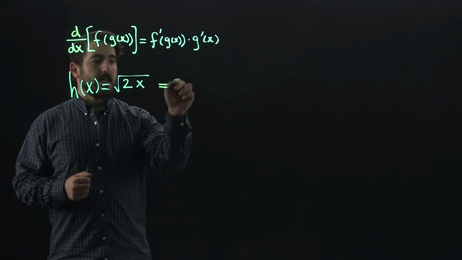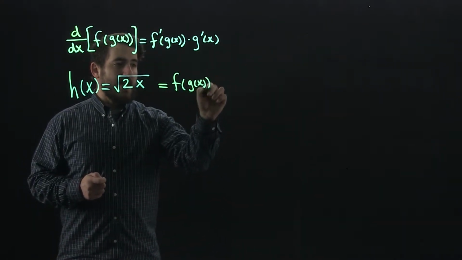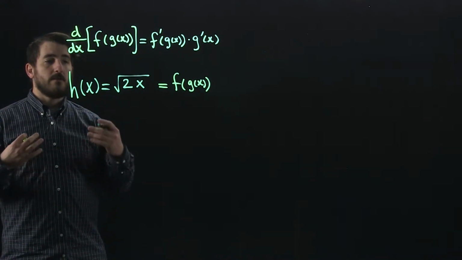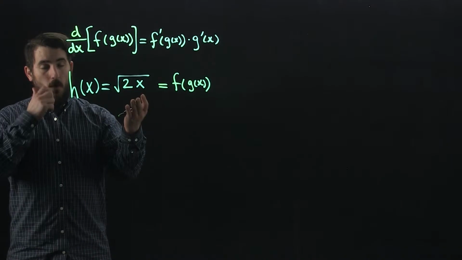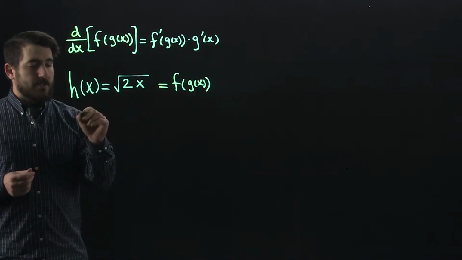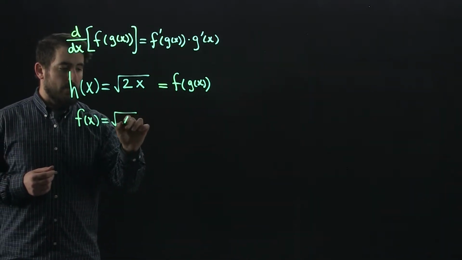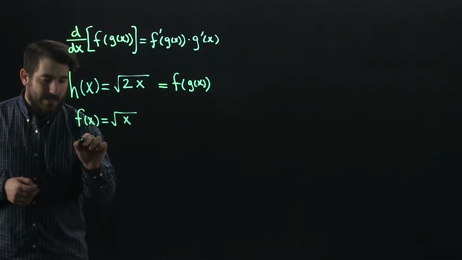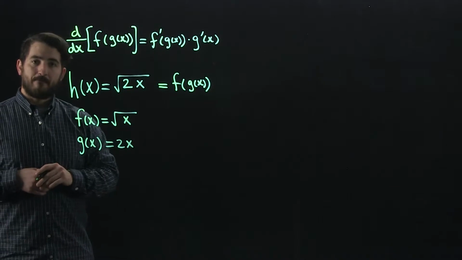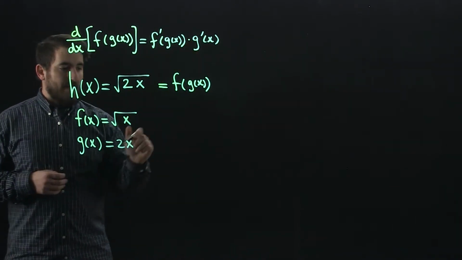So again, this is a composite of two functions, f of g of x. Again, I know that you can distribute the square root to each one of the terms. It's just this does also work if you apply a chain rule to it. So, for example, if I were to let f of x equal the square root of x, and my g of x is what's inside, which is going to be 2x. So, again, I need f prime and g prime of x.